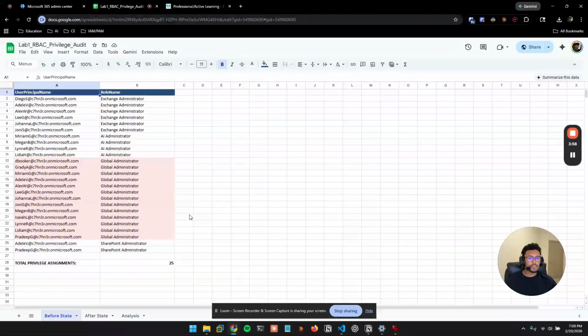Now, it pulled 25 assignments. That doesn't mean there are 25 separate users. Some of these users, for example Johanna, were a global administrator and also an Exchange administrator, so those count too. For example, I'm in here as just a global administrator. But Miriam is also a global administrator and an AI administrator. So it pulled 25 assignments in my organization.